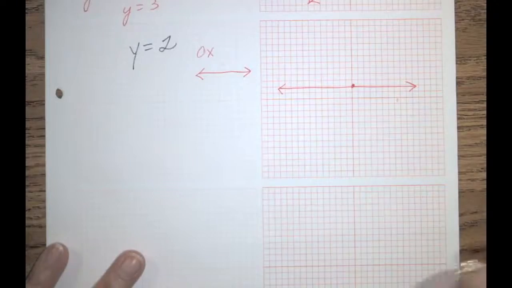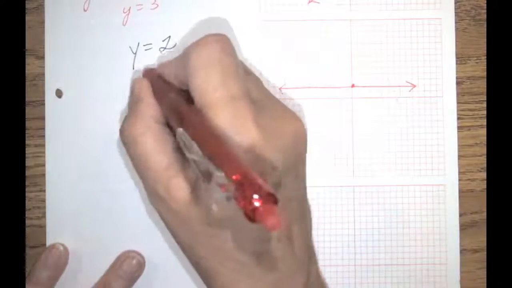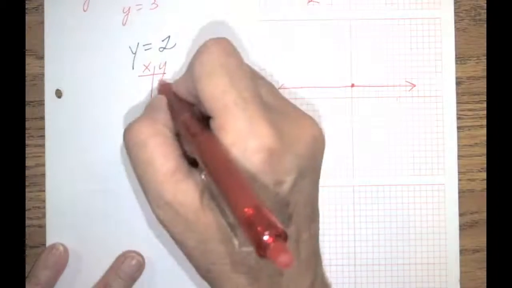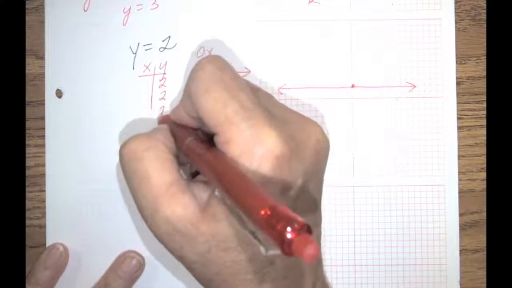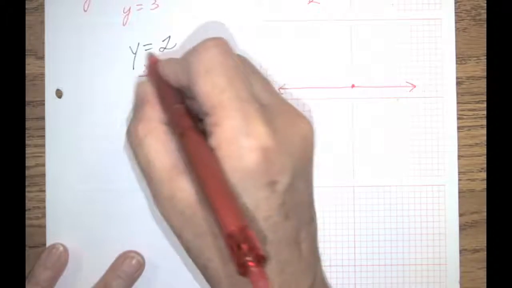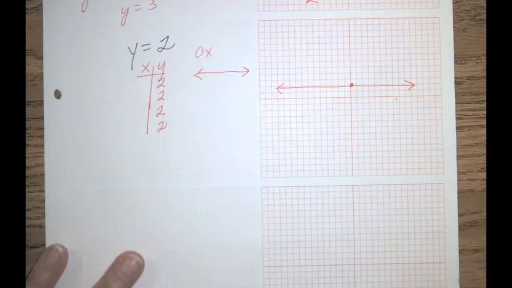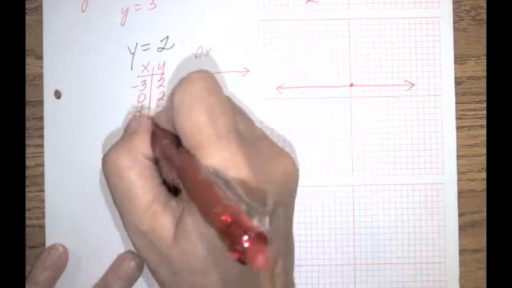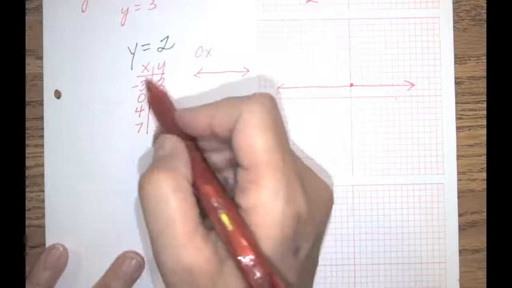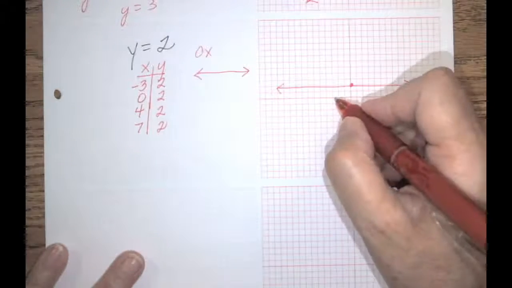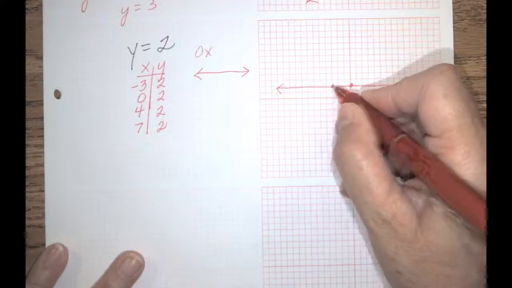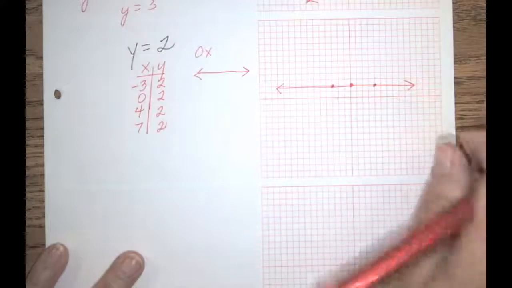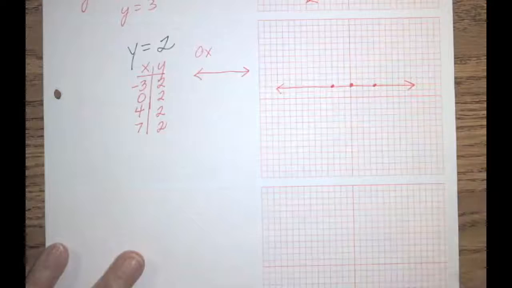But let's say you just have gone blank and don't remember anything. You could do what we did above. You could make the table of values. It doesn't matter what x is, y is 2. If x is -3, if x is 0, if x is 4, it does not matter what x is. So I could go -3, 2, 0, 2, 4, 2. Y is 2, so it's a horizontal line.